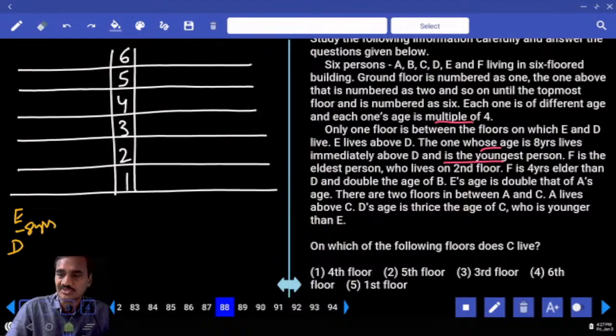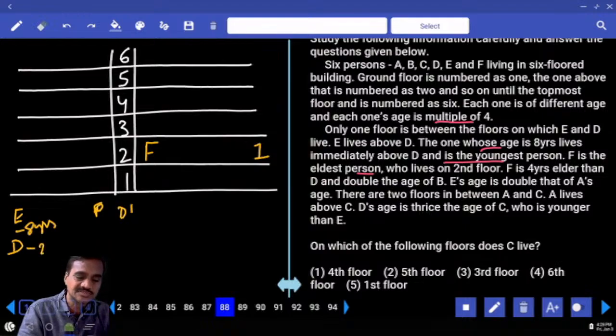D is the youngest person means who is the youngest person? Now who is the youngest person? The person who is 8 years is the youngest person. And F is the eldest person. F is the eldest person who lives on the second floor. And F is 4 years elder than D.